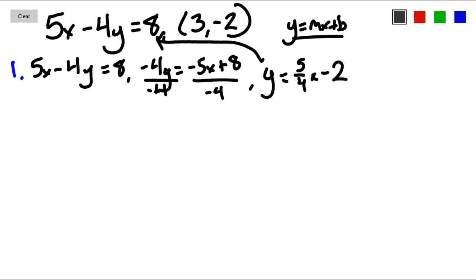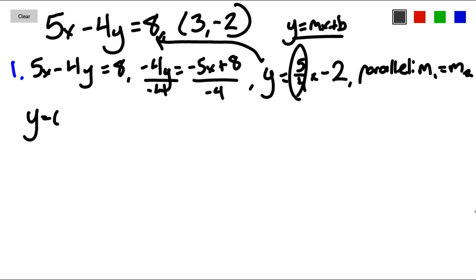And now we're going to find another line that goes through this point that's going to be parallel to this line. So remember, for parallel, the slopes are the same. So m1 is going to equal m2. So we know we're going to use this number, 5 over 4, for the slope here. And we also have a point. So when we have a slope and a point, we can put it in point-slope form and then solve for the second line. So remember, point-slope form, I've got y minus negative 2 is equal to 5 over 4 times (x minus 3).